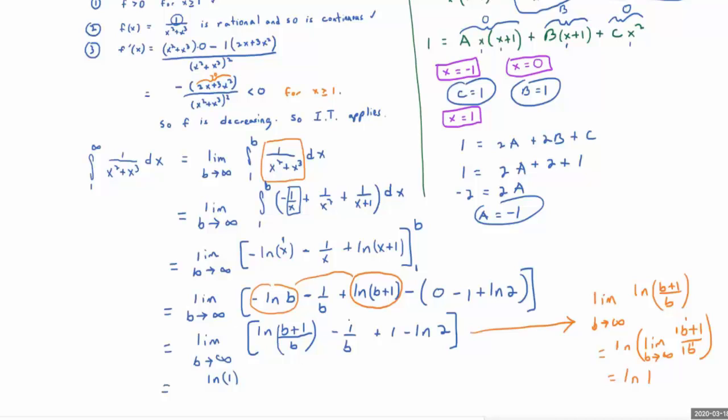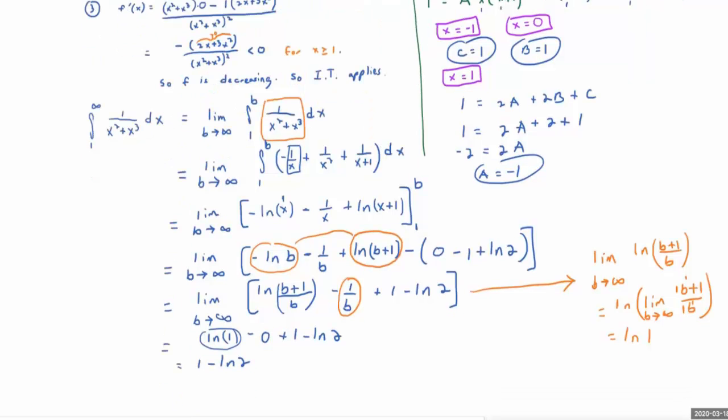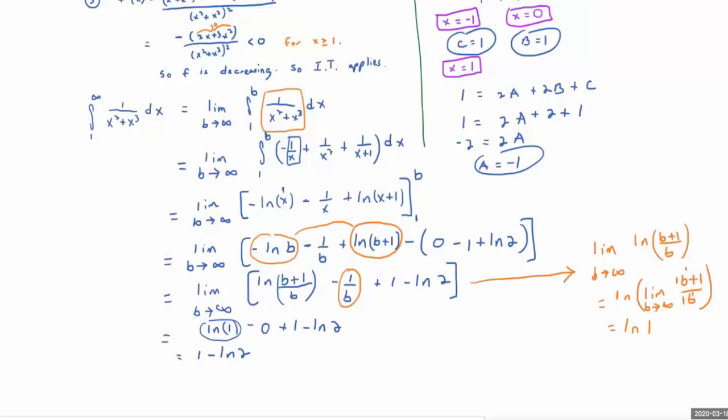And then what's the limit as b goes to infinity of 1 over b? 0. Minus 0, and then plus 1 minus natural log of 2. So when the dust settles, this guy is going to go to 0, and we're just going to have 1 minus the natural log of 2. Let me scroll down. Does that seem reasonable to you?